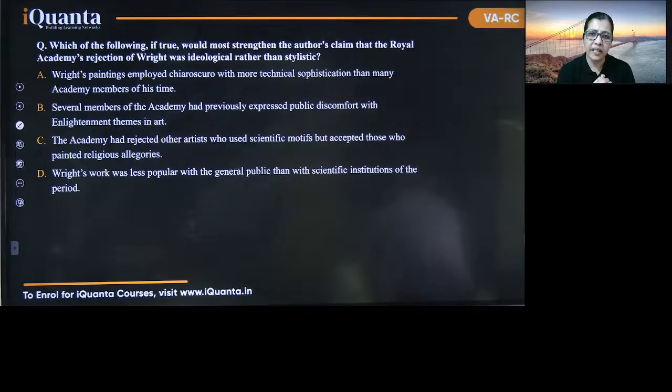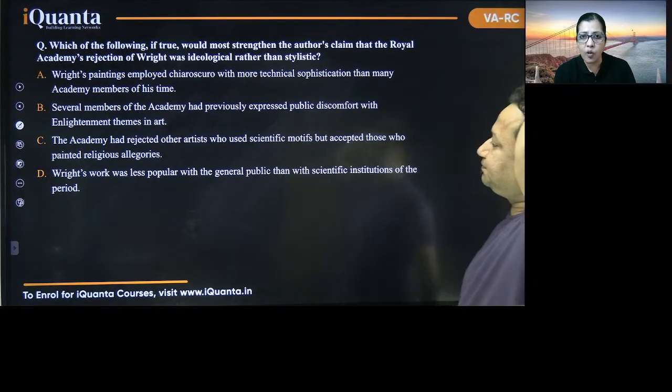So here it was very clearly visible which one it was: the enlightenment one, option B. Several members of the academy had previously expressed public discomfort with enlightenment themes in art. So what was happening was that these new things were coming up. Enlightenment came as an eye opener for the people. The members of the academy rejected it. So why did they reject? Because they were uncomfortable with enlightenment themes. They didn't want to come out of the traditional belief system.